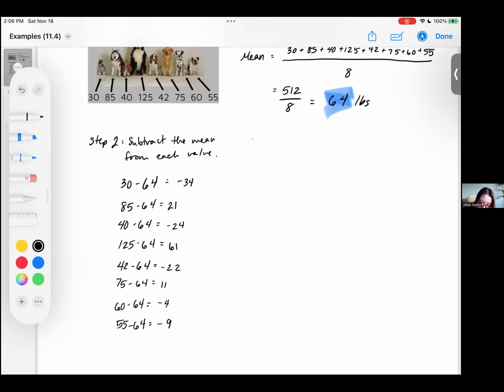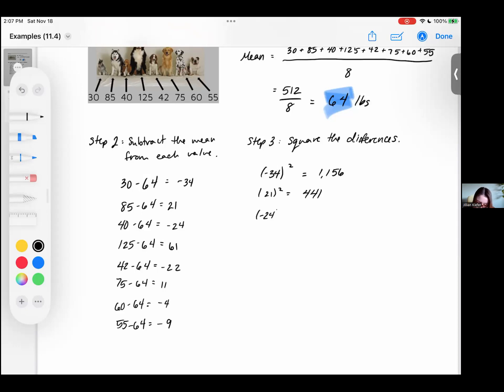differences. And I always say for step 3, we're going to square the differences. So our differences being the negative 34, 21, negative 24, all the way down to negative 9, we're going to square each one of these values. So we'll take negative 34 squared. That will be 1,156. You just use a calculator for these. Then we have 21 squared, which will be 441.